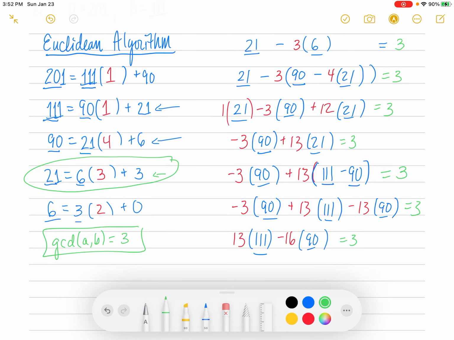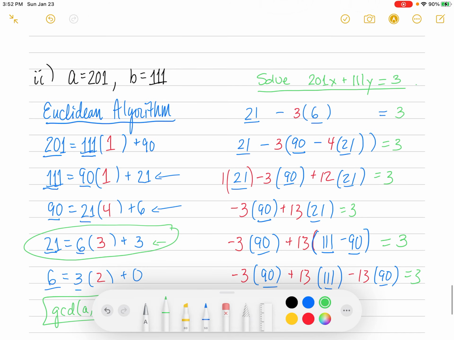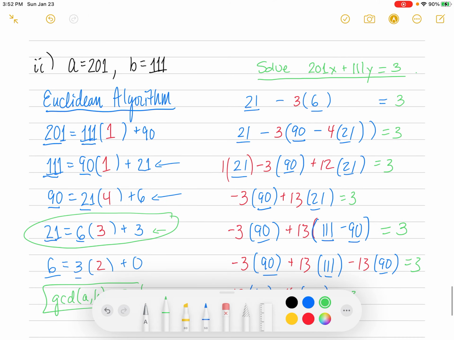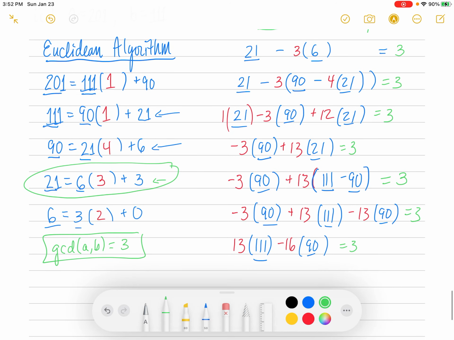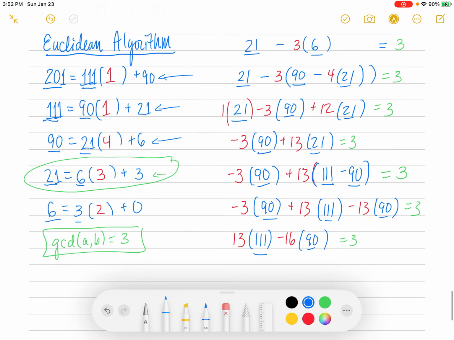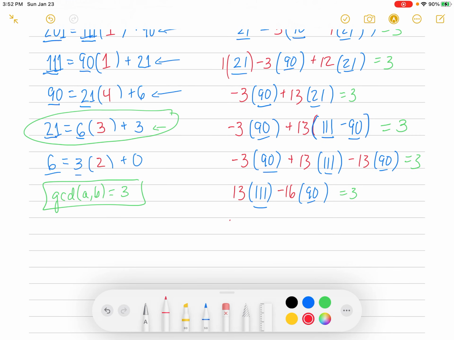So am I done yet? Well, if I look at my blue numbers, my smaller number is 90. That's neither A nor B. It's not 201 or 111. So I'm not done yet. So I've got to replace my 90 with something. So I go to my very first equation, working backwards. And notice that you can get 90 by itself by subtracting 111 from both sides of that first equation. So I'm going to replace the 90 with 201 minus 111.